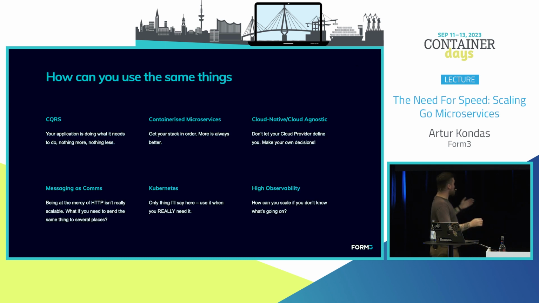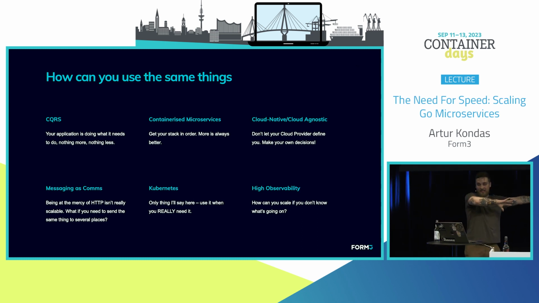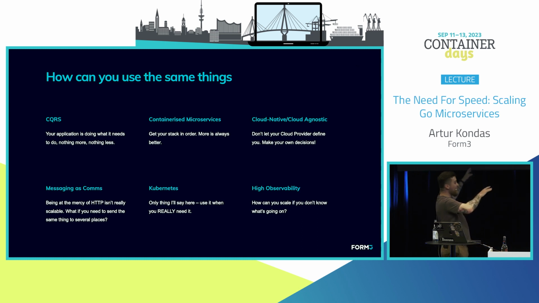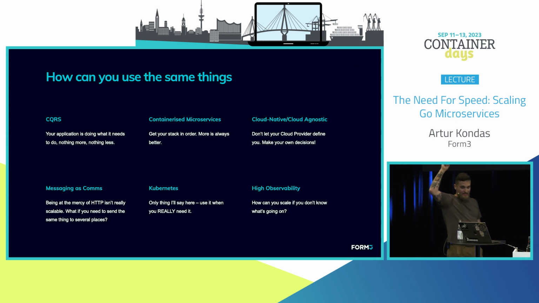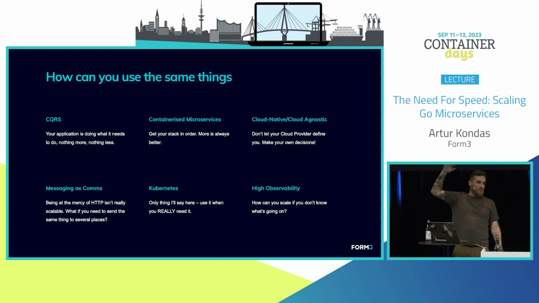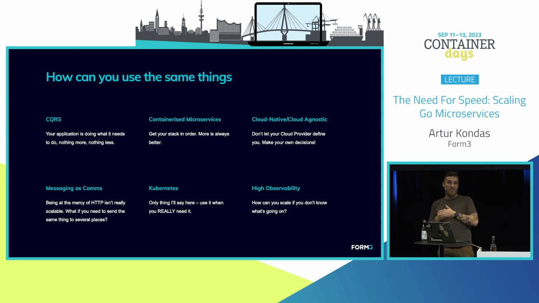So this is what we do at Phone3, and this is how you can implement it in your own world. Again, nothing is snake oil. Take it with a pinch of salt, and we can have a chat about it. So CQRS: your application is doing what it needs to do, nothing more, nothing less. It's a really nice thing to say, but how can we do it? Well, you have to push back on your project managers and your CTOs and everybody and say, we need to do it right, or we can do it badly, and then we have to pay the price later on.